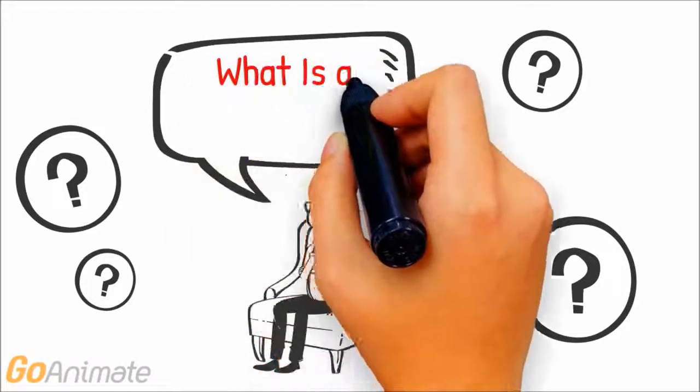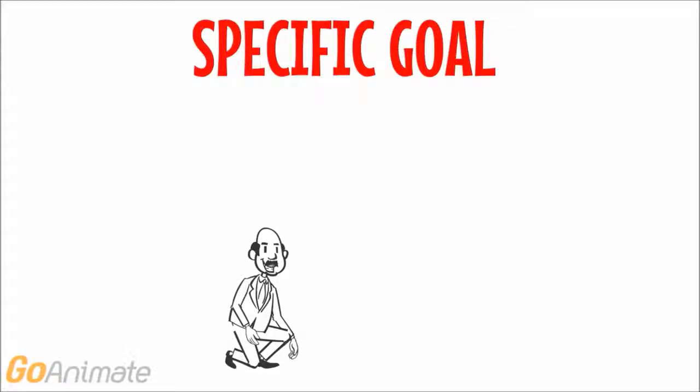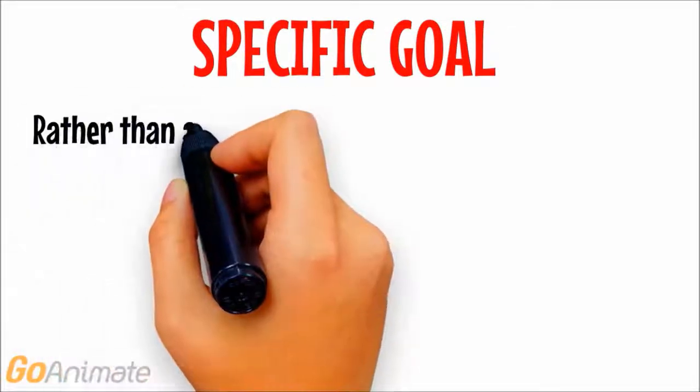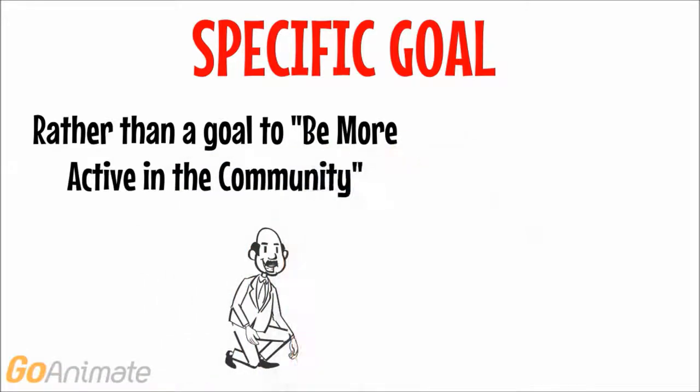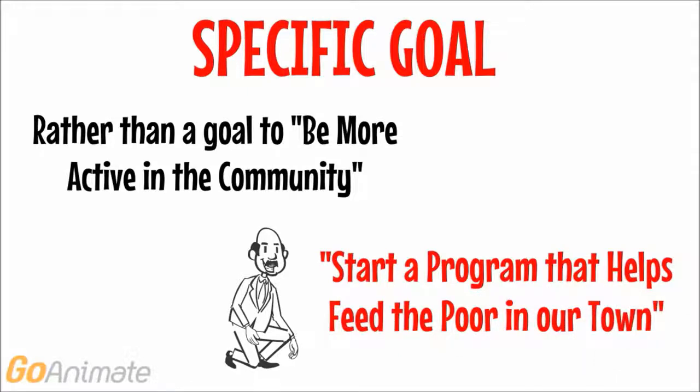What is a specific goal? A specific goal is one that is clearly stated. Rather than saying that you have a goal to be more active in the community, your goal could be to start a program that helps feed the poor in our town. This gets to the heart of the type of activity you want to develop.